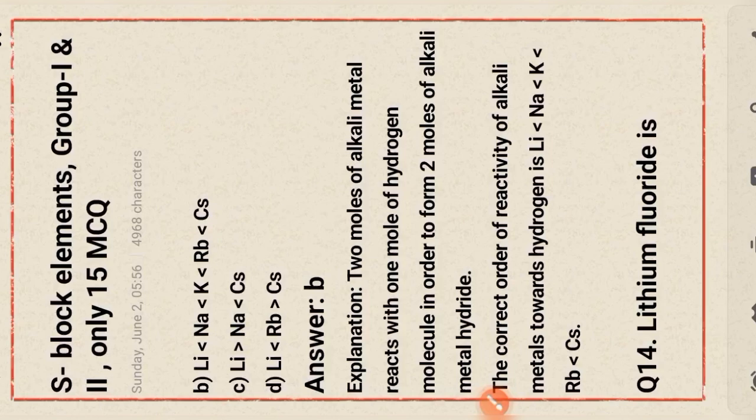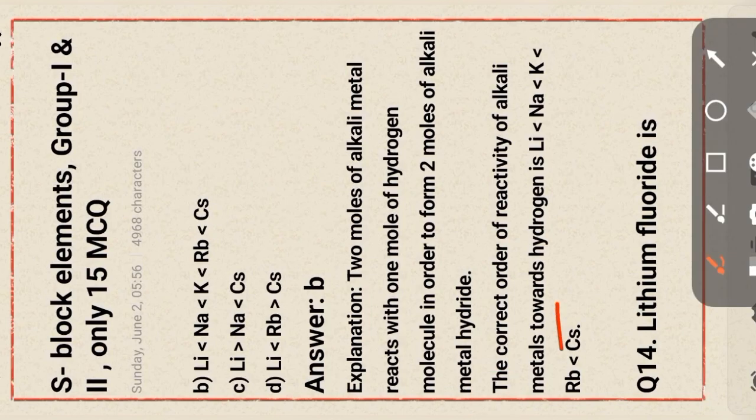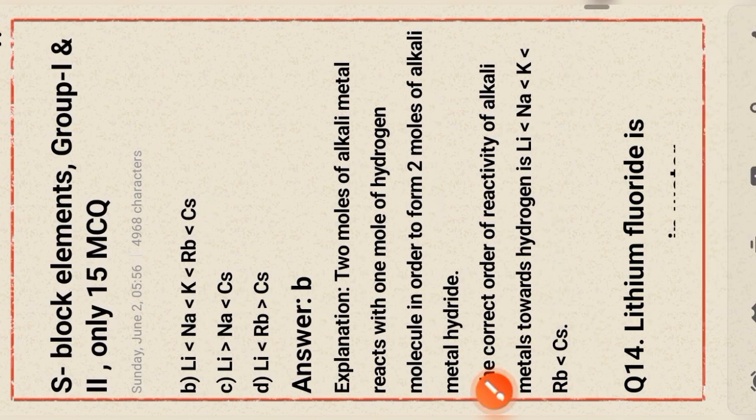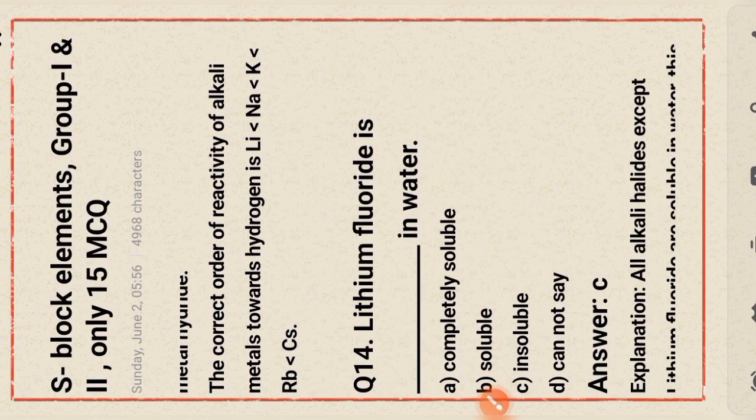2 moles of alkali metal react with 1 mole of hydrogen molecules to form 2 molecules of alkali metal hydride. According to the order of reactivity of alkali metals towards hydrogen, not oxygen, towards hydrogen: lithium less than sodium less than potassium less than rubidium less than cesium. Next question, question number 14.